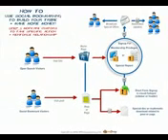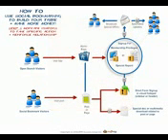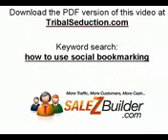The key is, though, to get that visitor to take action, to join your subscriber family, to join your tribe. Once you do, you can take the relationship to the next level using the charm formula that we go over in Tribal Seduction, and you're on your way to making money and building your tribe with social bookmark.